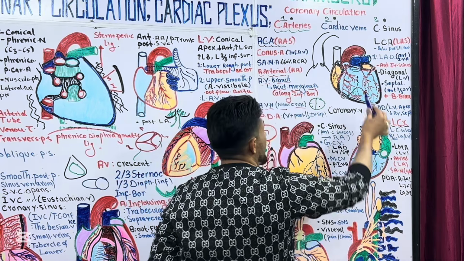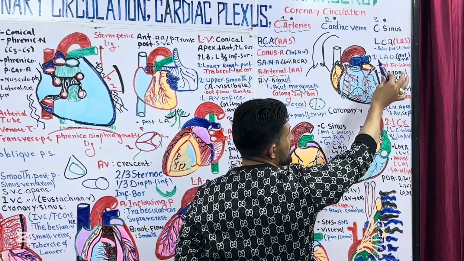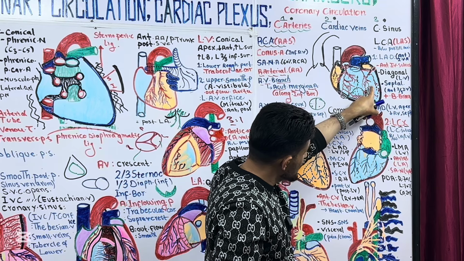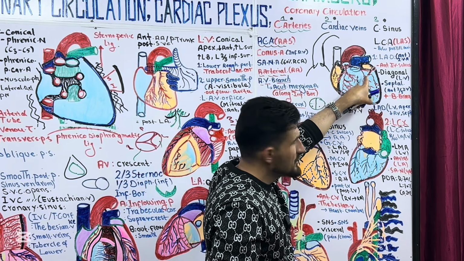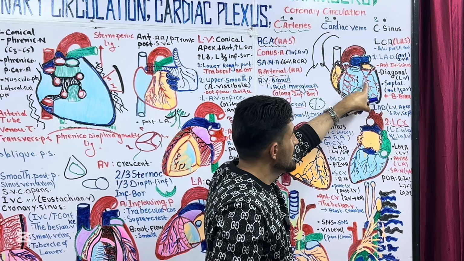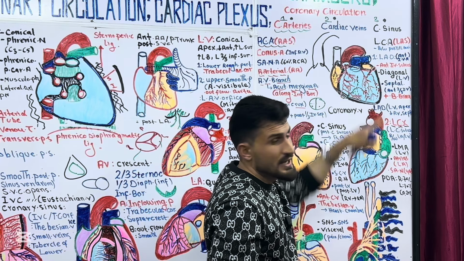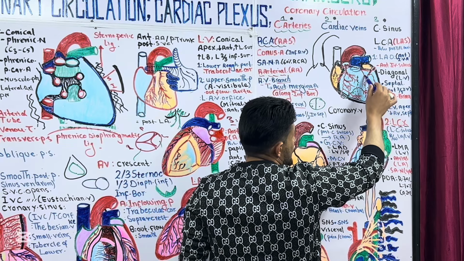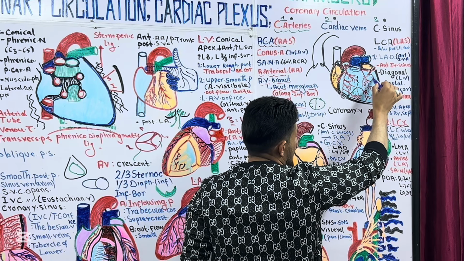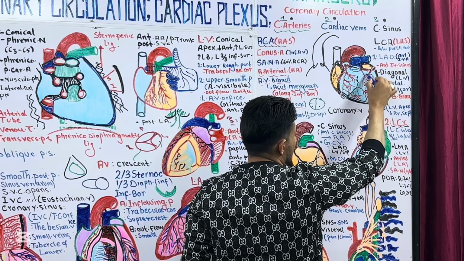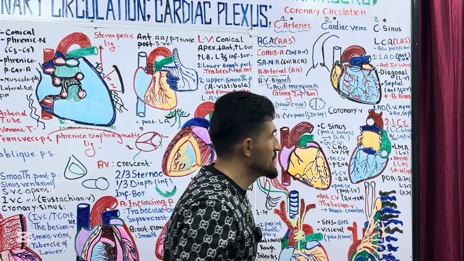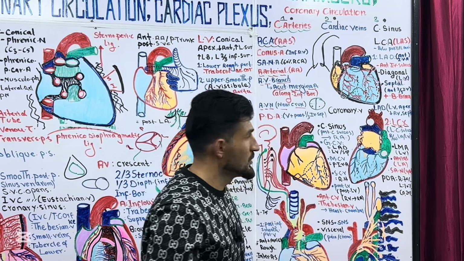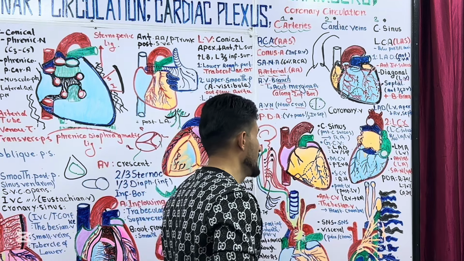Okay, now about left anterior descending coronary artery. It runs in the interventricular sulcus, but which sulcus? Anterior interventricular sulcus. Okay, it comes down, it gives a branch which is called diagonal branch, and diagonal branch supplies blood to part of the left ventricle.